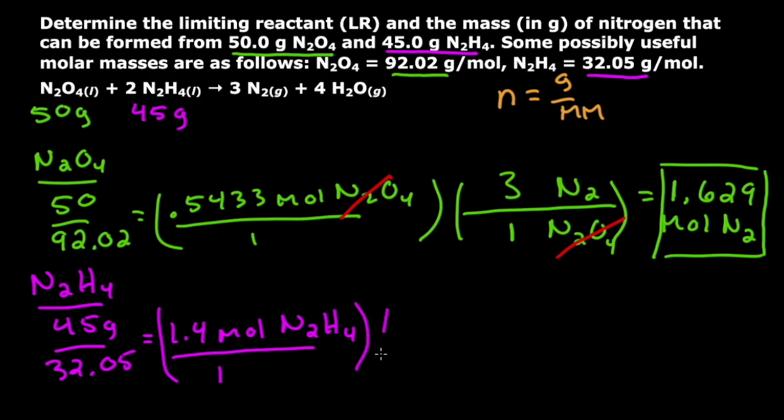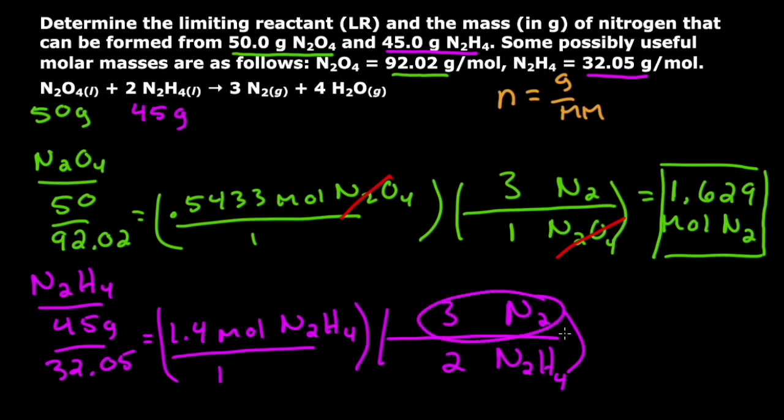And so what I'll do from here is I'll put this over 1. So this is what I'm given, and I'll set up a different dimensional analysis here, and we'll put N2H4 on the bottom, and then I'll put N2 up top. And the balanced chemical reaction tells me that for every 2 of these, I'm going to produce 3 of these. So for every 3 molecules of N2 that are made, I'm going to have to use up 2 of these N2H4s. And by putting this on the bottom, this and this will cancel out. And then I'll do 1.4 times 3 divided by 2.